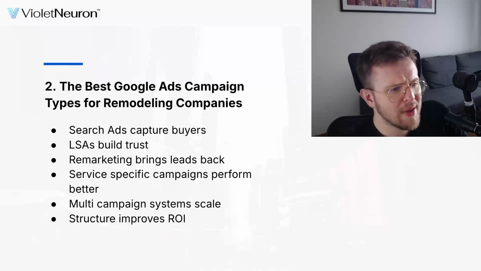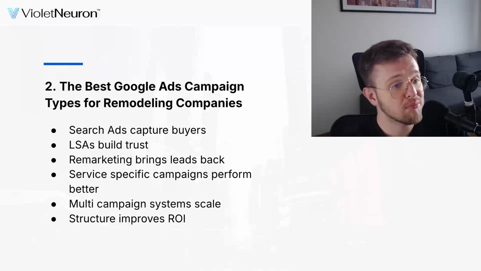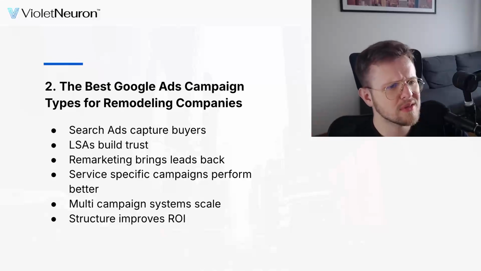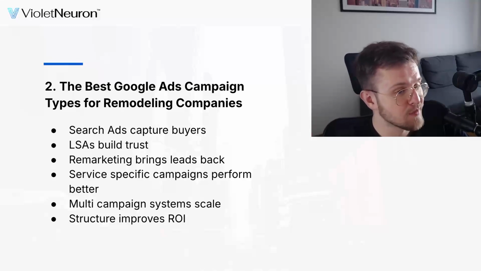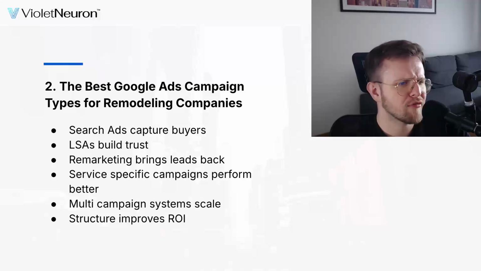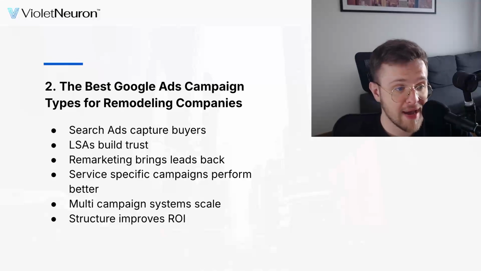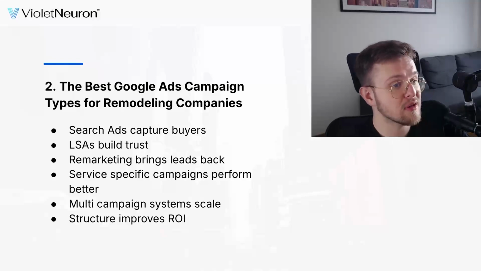The second campaign type is Google Local Services ads. These ads appear above the traditional search ads and include trust signals like reviews and the Google guaranteed badge, which is really important. For remodeling companies, that added credibility can make a huge difference. Local services ads are especially powerful in competitive metro markets because homeowners want contractors they can trust.